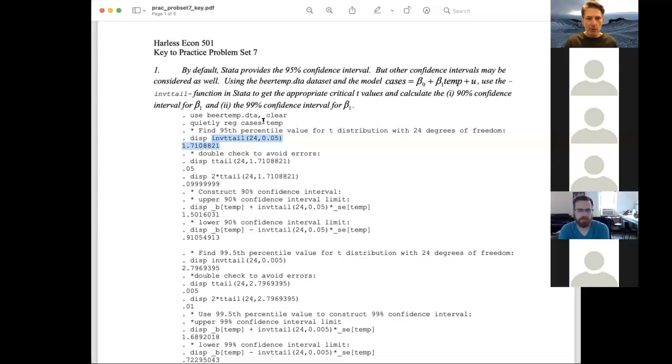To get a 90% confidence interval, I need to find the t statistic such that there's 5% in the upper tail and 5% in the lower tail. And so this is what I'm doing. With this command, with 24 degrees of freedom, 5% in the upper tail corresponds to a t statistic of 1.71088. And then, just because I'm prone to mistakes, I go ahead and use the t-tail function to double check that.